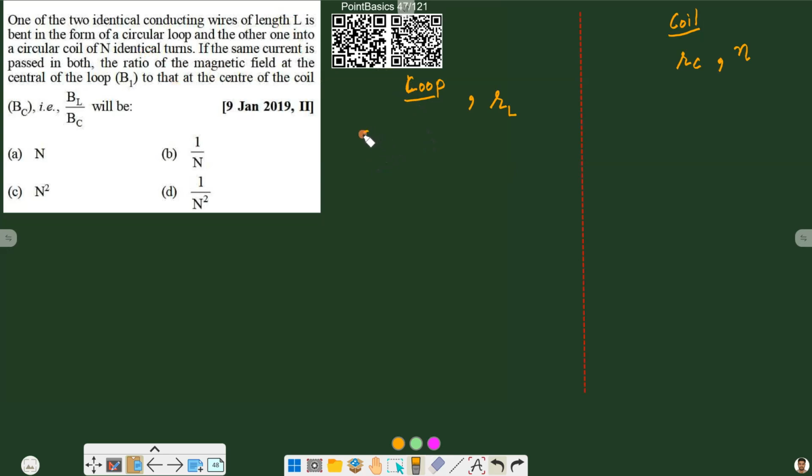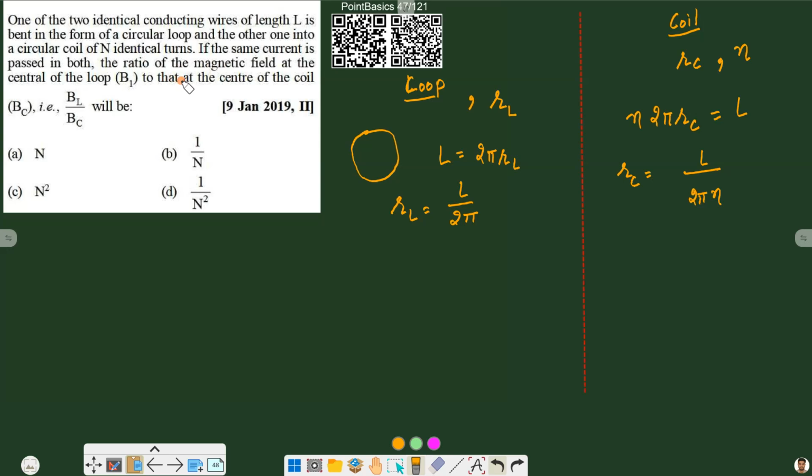So for the loop, we have only a single turn, and the circumference of this loop should be equal to the length. So L is equal to 2 pi RL, and from this the radius of the loop is L by 2 pi. For the coil, we have n turns, each of radius RC. So the total circumference will be n times 2 pi RC, and that is equal to the length of the wire, that is L. So from this, RC, the radius of the coil, is L by 2 pi n.